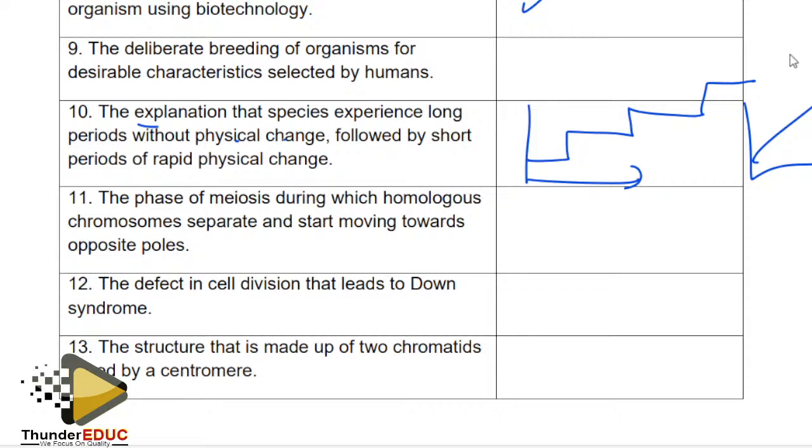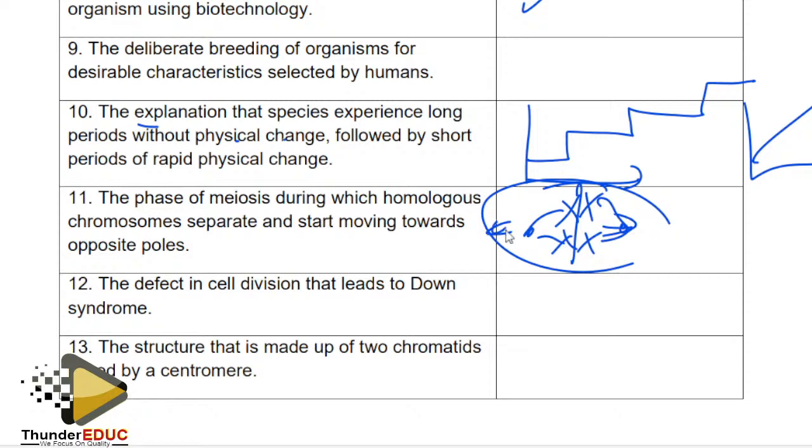Then you just know the steps, and that is called punctuated equilibrium. Then the phase of meiosis during which homologous chromosomes separate and start moving towards the opposite poles. Homologous chromosomes are being separated and then they move to opposite poles. So they are looking at the next phase, meaning they have to separate and move to the opposite poles. So it is anaphase 1, because they are saying homologous. Don't just say anaphase, it must be anaphase 1.